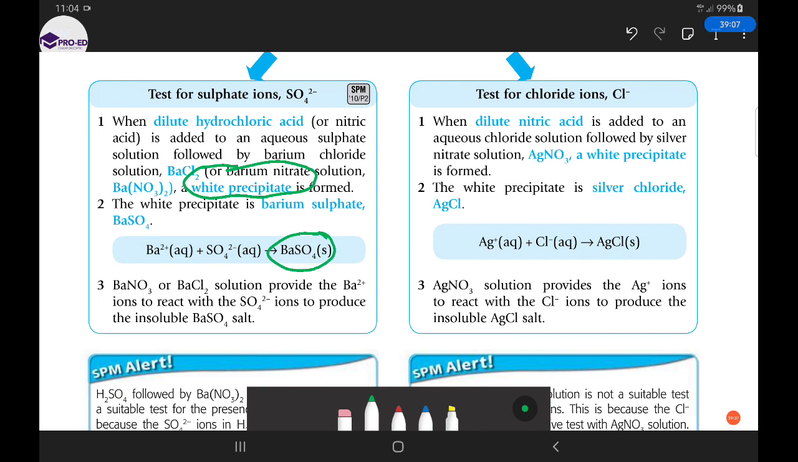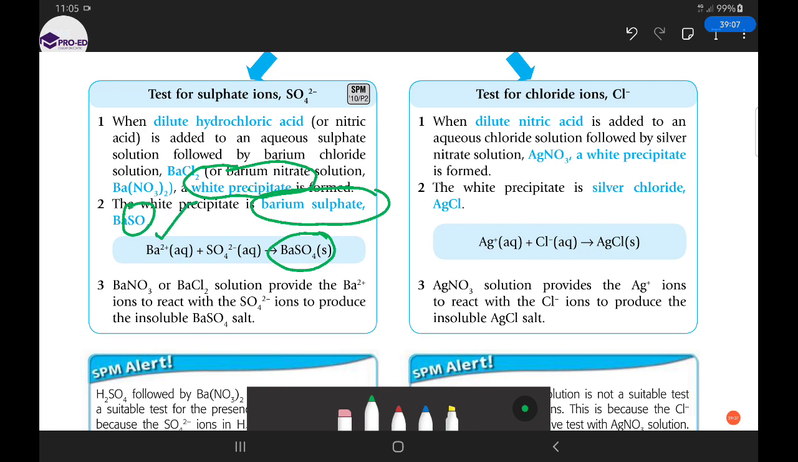Barium, if it mixes with any other anion, will not form a white precipitate. Only when it mixes with a sulfate anion does it form a white precipitate. So if you see a white precipitate, it's guaranteed to be barium sulfate. If it's barium sulfate, then obviously sulfate ions are there, and that automatically says that is the positive test for sulfate ion.